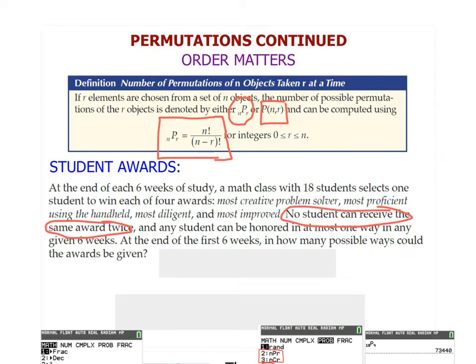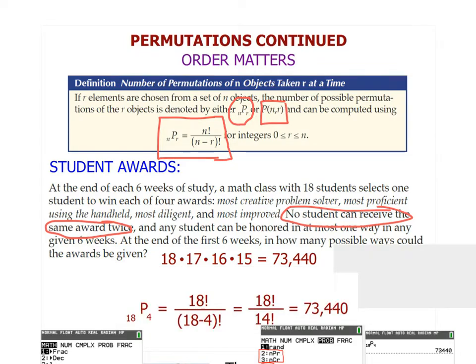Now, the way that I showed you in the previous video was to write down how many options you have for each position. So it would look like this. In that first award, I have 18 students that I can choose from. Then in the next award, I'm not going to choose that same student again, so I have 17 students. Then I can't use those two again, so I'd have 16, then 15. That's going to equal 73,440. Now let's see what it looks like in this new formula. Again, notice that we get the same answer both times.